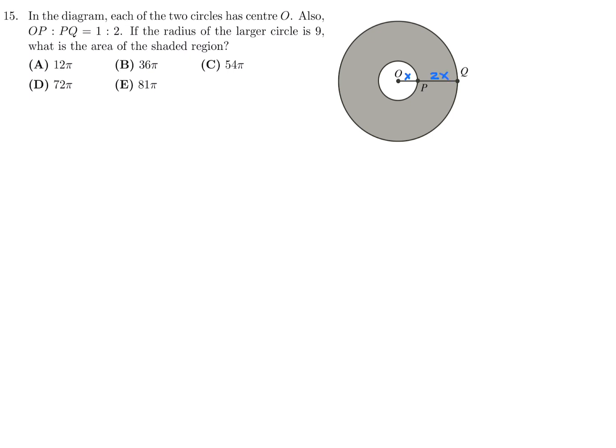The radius of the larger circle is 9, so the radius of the larger circle is OQ. So OQ is equal to 9. But OQ, according to my notation, is 3x. So that means x is equal to 3.